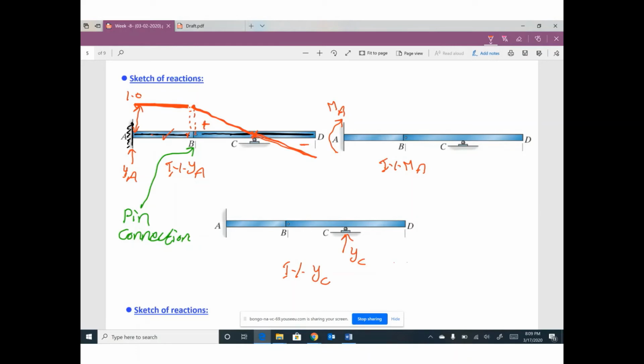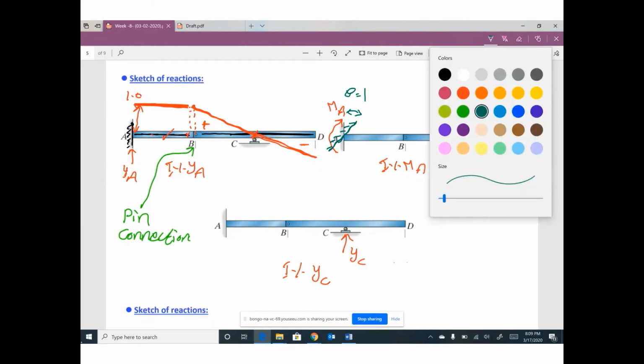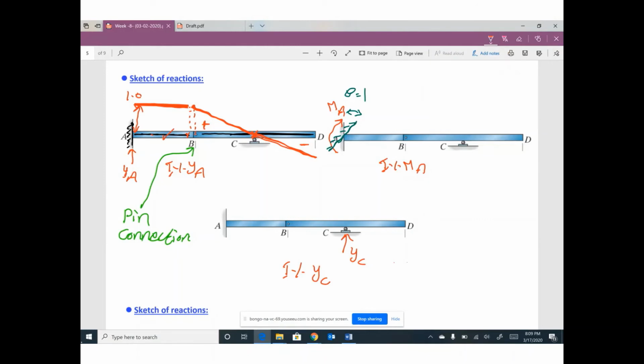Confluence line for moment at A. Rotate this fixed support by theta equal 1 in the same direction of the moment. So the new shape of this part of beam, which is attached to this fixed, will be like this. And any other support, no movement.